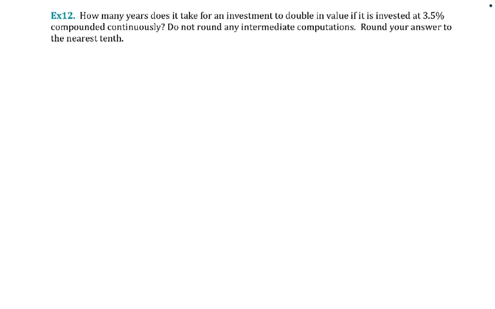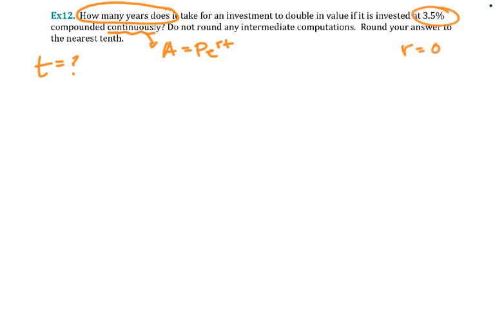So what are we being asked to determine? How many years? That is my unknown. T is what we don't know. We do know that it's compounded continuously, which lets me know I'll use my PERT formula. And then we also know our interest rate. We know that r is 0.035. So we know which formula we're going to use, which is A equals P e to the rt.